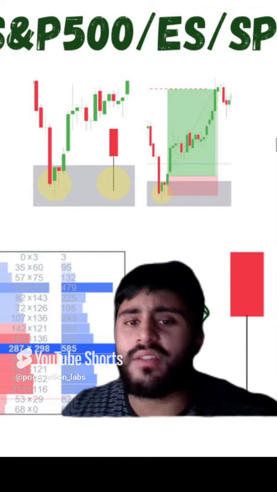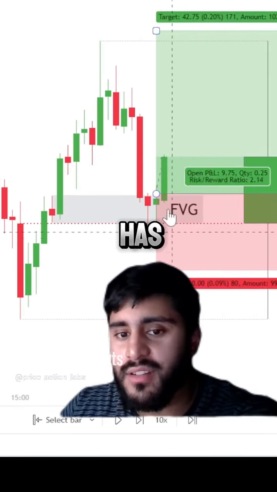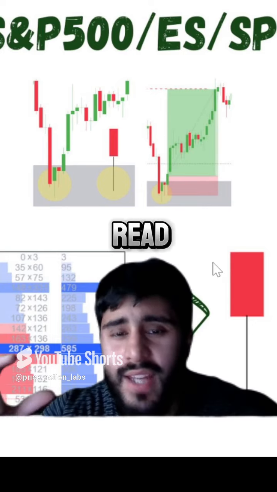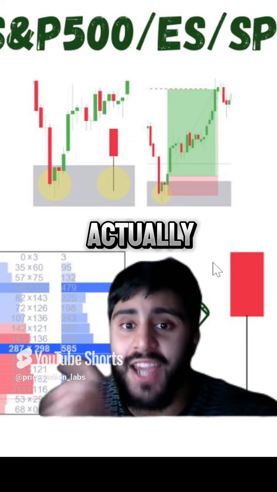Well, order flow, right? So over here we have a wick. Just like over here, right? Price has delivered a wick. Now, the advantage I have as a trader is that I can read every buyer and seller inside of that wick, right? So I can see if price is actually aggressive.